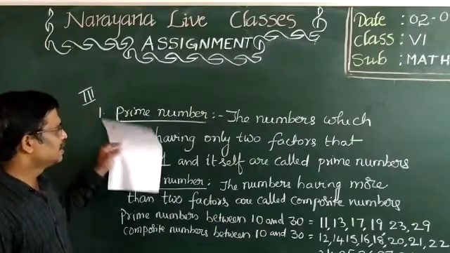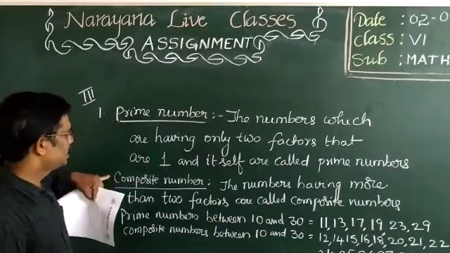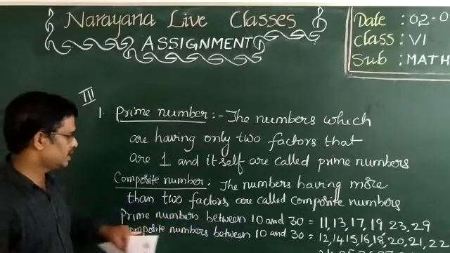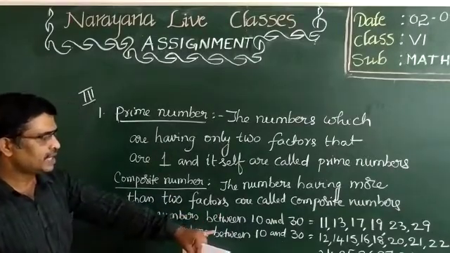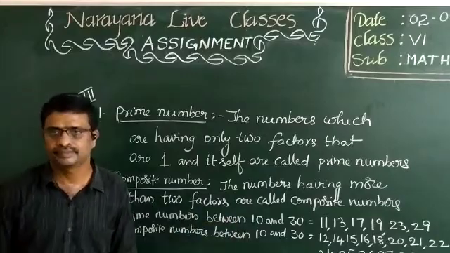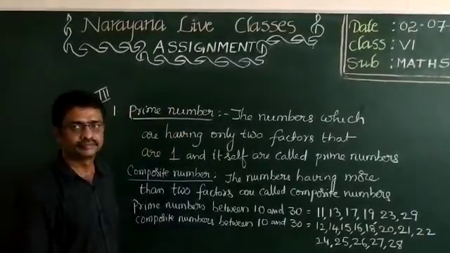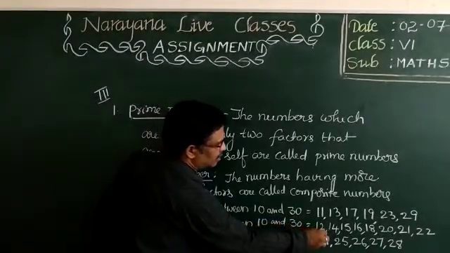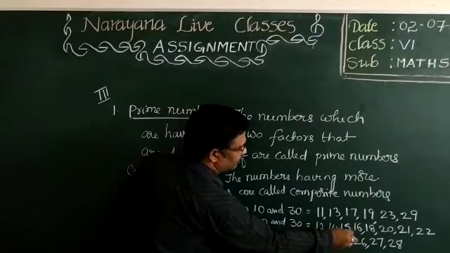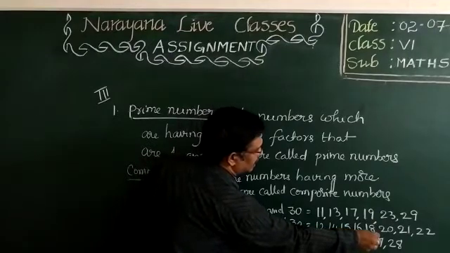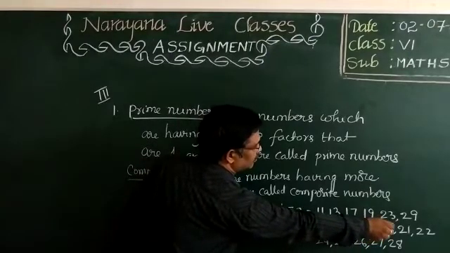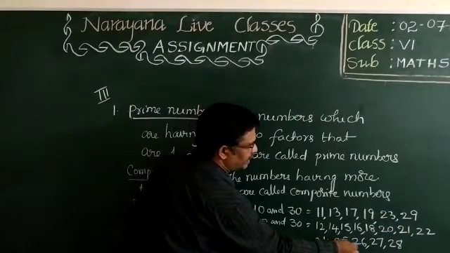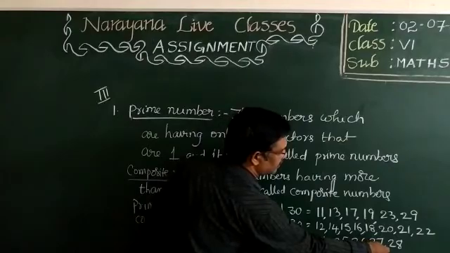So this is definition of prime number, definition of composite number, and prime numbers between 10 and 30 and composite numbers between 10 and 30. Composite numbers between 10 and 30 are 12, 14, 15, 16, 18, 20, 21, 22, 24, 25, 26, 27 and 28.